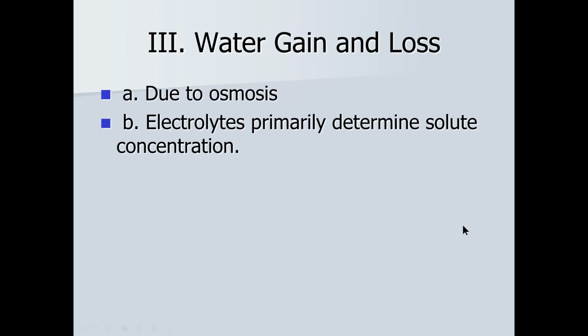Water gain and water loss. Water moves by osmosis. Osmosis is just a particular type of diffusion. Osmosis is the movement of water from an area of higher concentration of water to an area of lower concentration of water through a semipermeable membrane down a concentration gradient, usually until equilibrium is reached, unless there's a physiological barrier to prevent equilibrium being reached. So it is a particular type of diffusion.